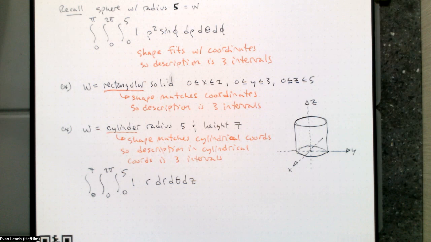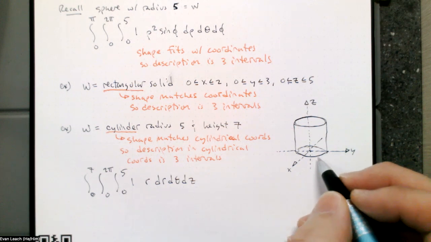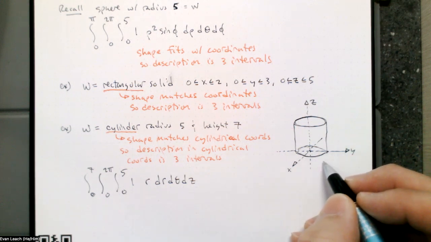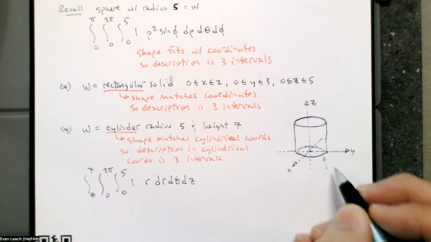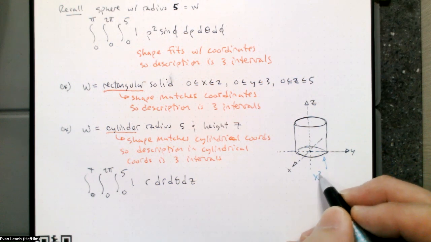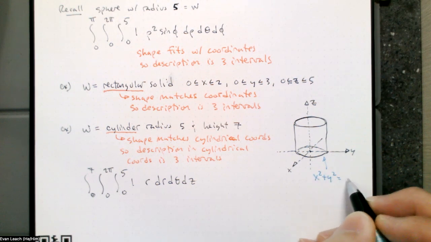If we were going to use rectangular coordinates to describe this round thing, I don't know, maybe because we like a challenge, I would have to look at this circle and say the circle is x squared plus y squared equals 5 squared.